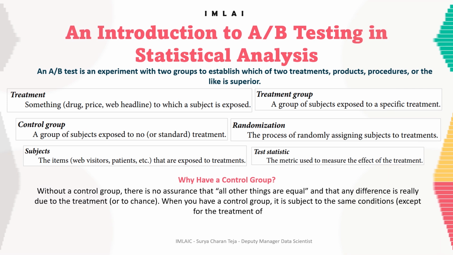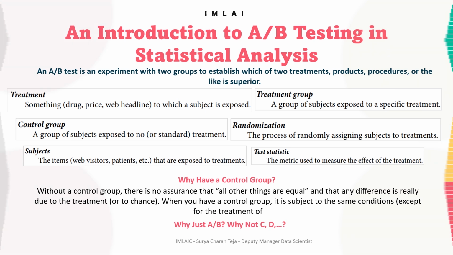After looking into the very important concepts of A/B testing, one more question pops into our brains: why just A/B? Why not C, D? Why not A, B, C, D, E, F, G?